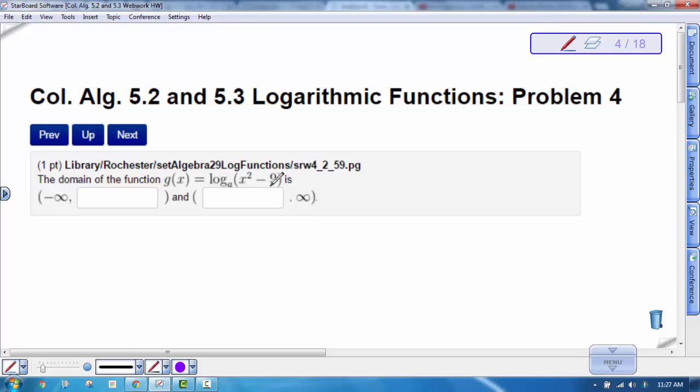But this says base A here. I'm going to call this g of x. I'm going to call it y. And I'm going to change it into exponential form. So a to the y equals x squared minus 9. Now, this is the same thing but written in exponential form.